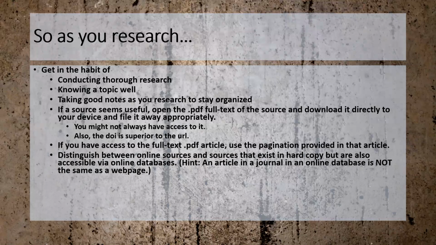Remember to distinguish between online sources and sources that exist on an online database. So for instance, an article in a journal in an online database is not the same as a web page. A lot of people make that mistake. They think, well, I'm on the internet. Yes, but you're looking through an online UNC Libraries database at the online version of a journal, but that journal almost definitely exists somewhere in hard copy, right? So it's not a web page. If you just cite it as a web page, you're going to leave out a bunch of important information.